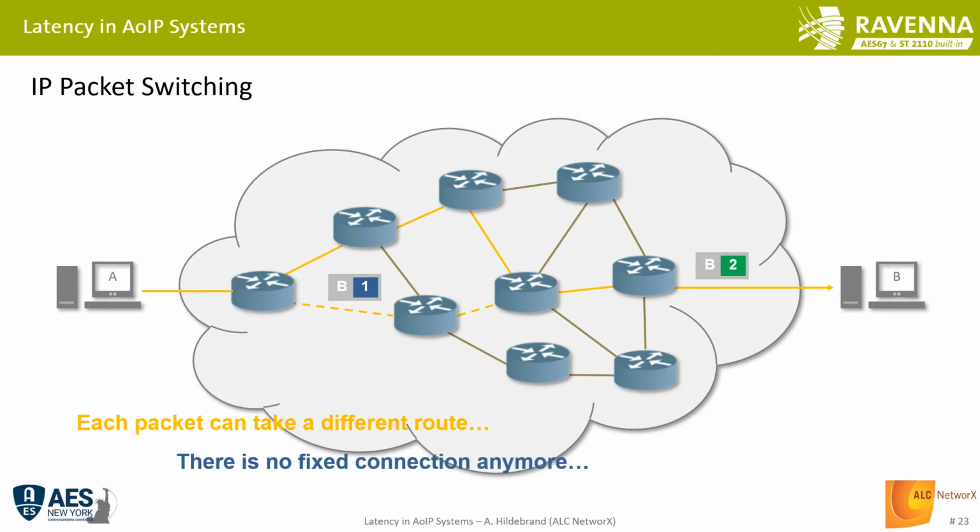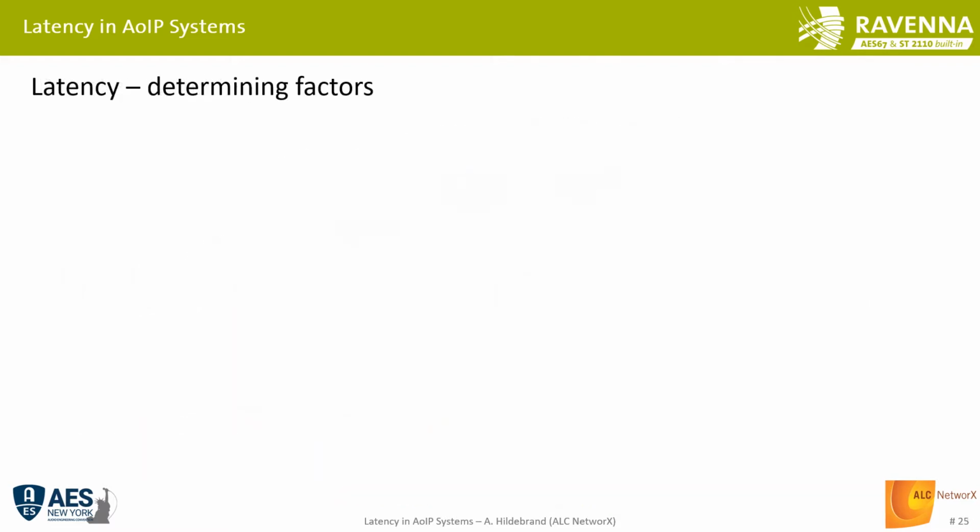And consequently, we don't have a deterministic latency anymore. The latency may vary depending on how and where a particular packet is being routed. So, what are the determining factors for network-based media distribution? There's a number of effects coming in. It's not just the speed of light anymore.